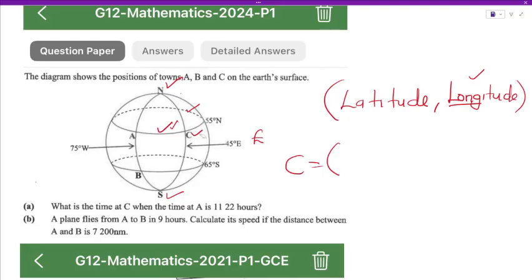Automatically I know the other ones are latitudes. So do what works for you, but this works for me. All right, so I'll check what is the latitude for this point. I know to say this one is a latitude. It is 55 degrees.